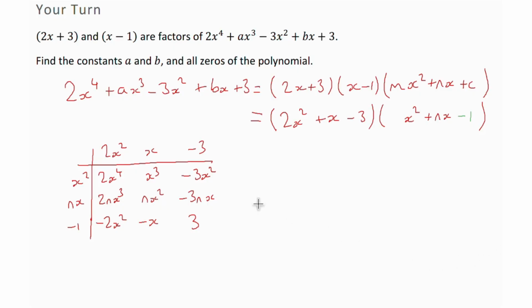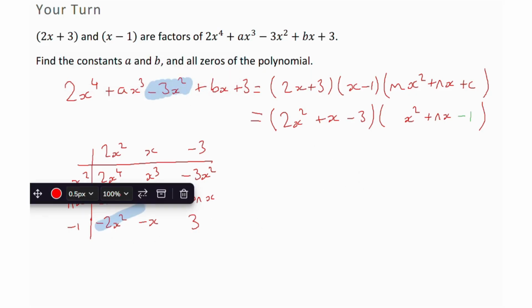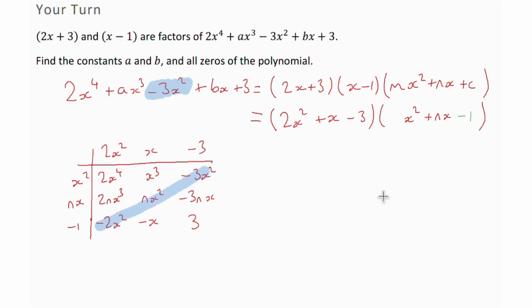Now looking at that, I can immediately see I've got the 2x to the 4 and I've got the plus 3, which comes from those two values I already worked out. And now I'm going to look at how can I find n using the minus 3x squared, which is this diagonal along here. That means that minus 2 plus n minus 3 has to be equal to minus 3 by equating the coefficients of x squared. That means that n has to be equal to 2.